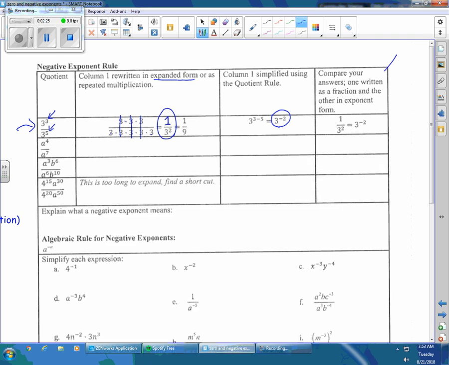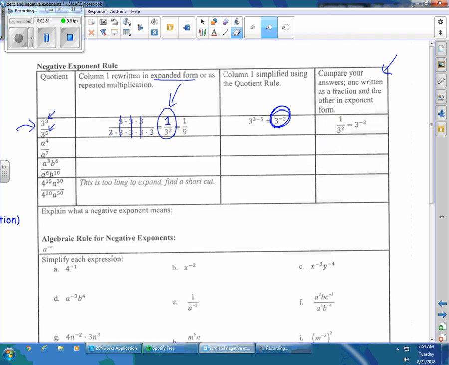So now we're going to compare our answers, the one written as a fraction and the other one written in exponent form. So first, in the first column, we got 1 over 3 to the 2nd power, right here, 1 over 3 to the 2nd power. And in the 3rd column, we got 3 to the negative 2 power. So we're going to say that these are equal. So if I am asked to solve this equation, really either answer is correct.